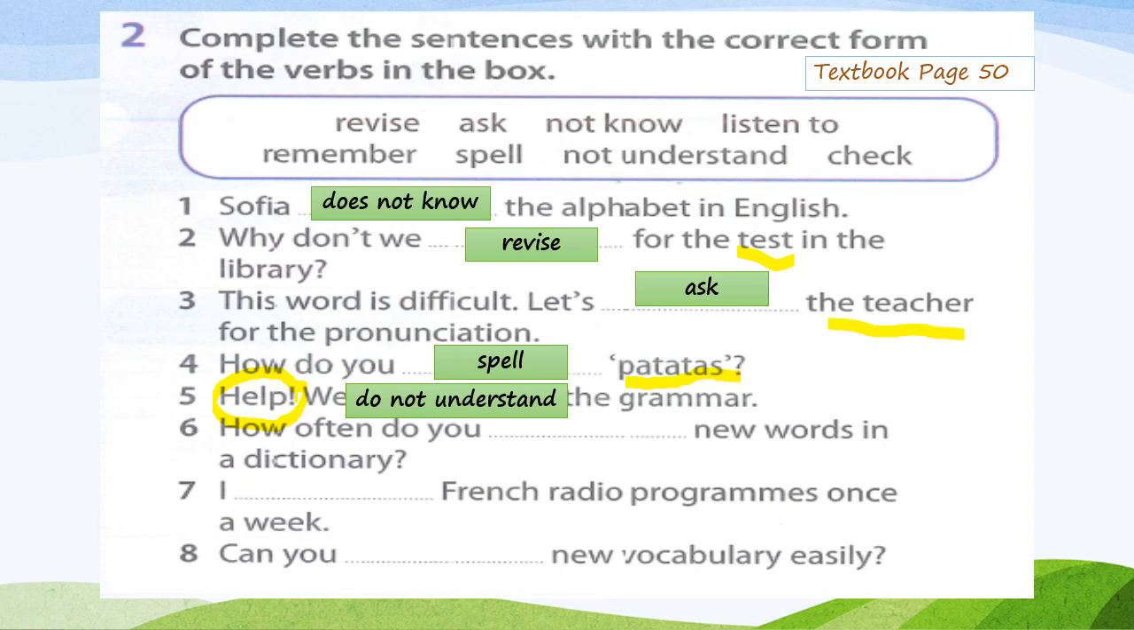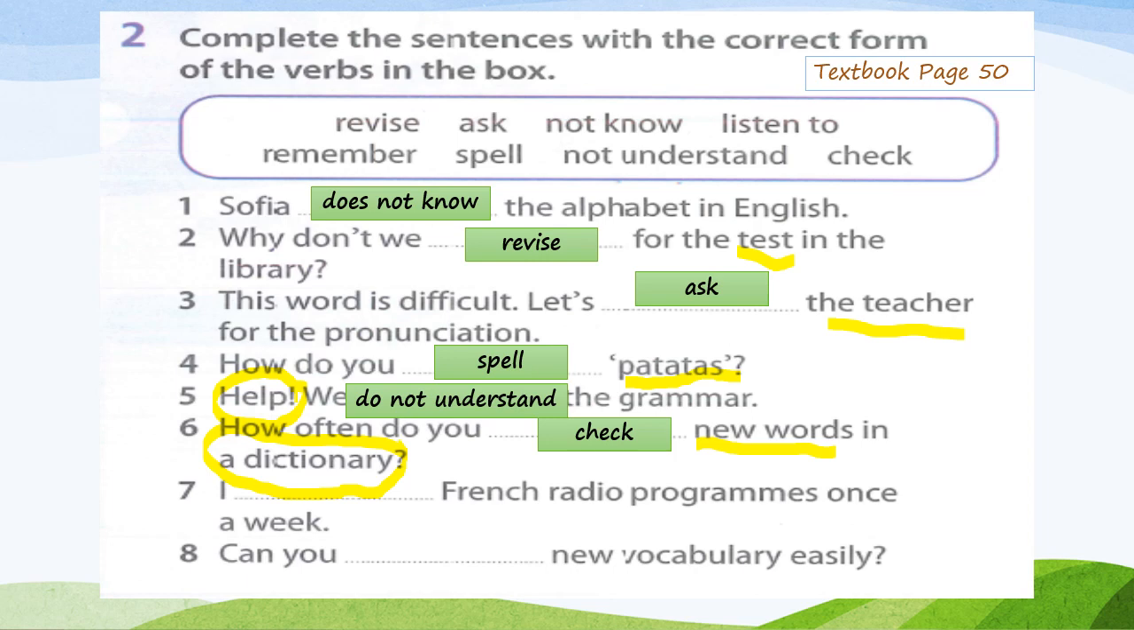Number 6. How often do you check new words in the dictionary? How often do you? How often? How many times? Okay, and new words. So what do you think the answer is? Check. All right, the keyword is in a dictionary. So you check a word in the dictionary.